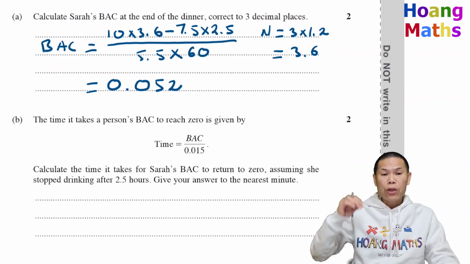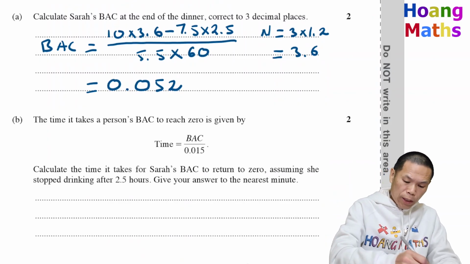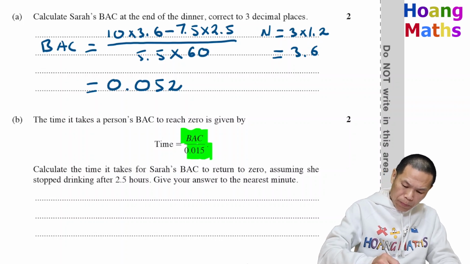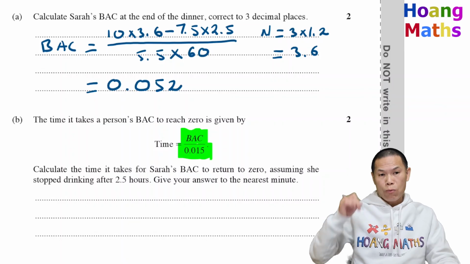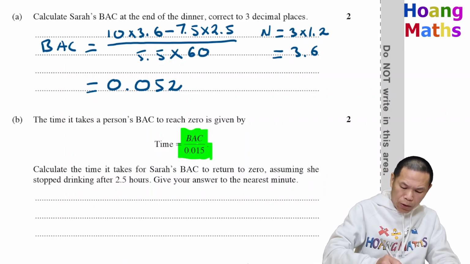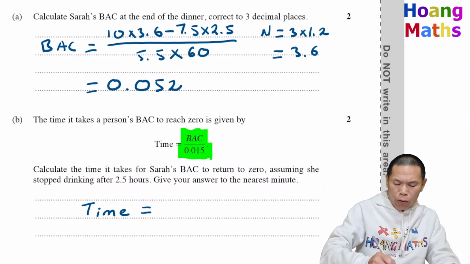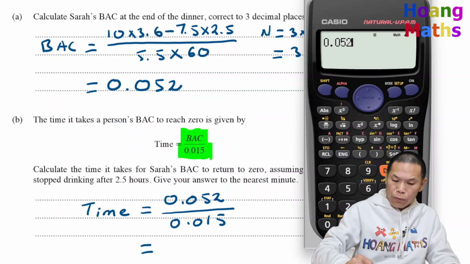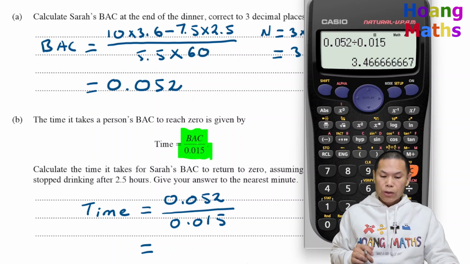Part B. So we need to work out the time, given the rule is blood alcohol content divided by 0.015. To work this out, we just substitute that in. Time is equal to the blood alcohol content, 0.052, divided by 0.015. So 0.052 divided by 0.015. There you go.